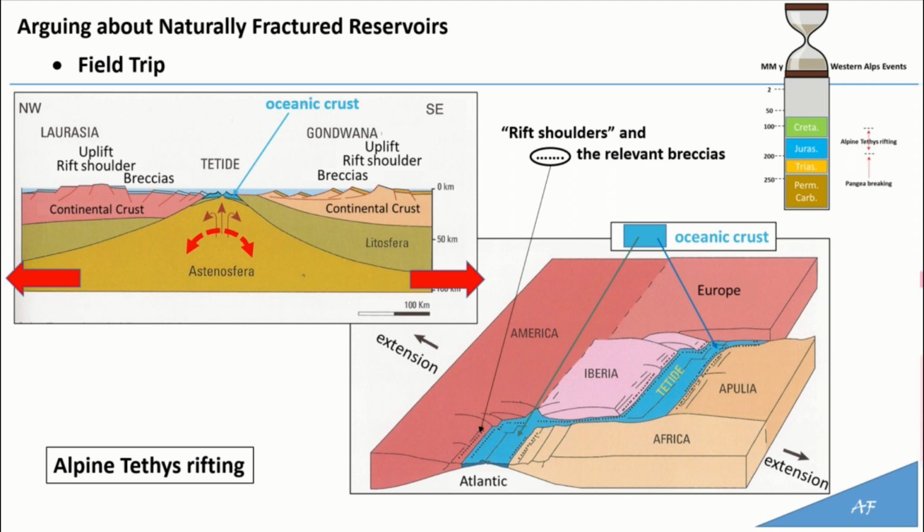The presence of these Jurassic breccias also along the Atlantic shores proves the simultaneous opening of the Central Atlantic Ocean and the Tethys. So at this time we have, from one side, the Apulia and Africa plates moving together southwards, while from the other side the America, the Iberia and European plates are moving all together northwards.